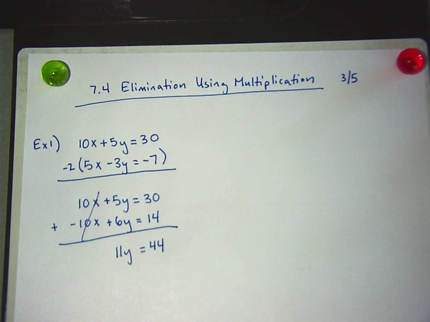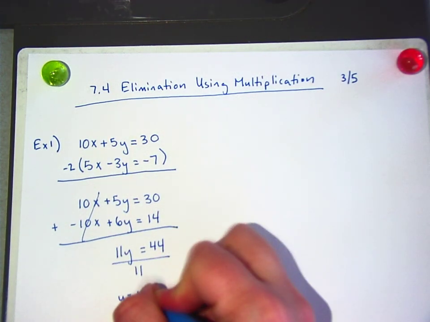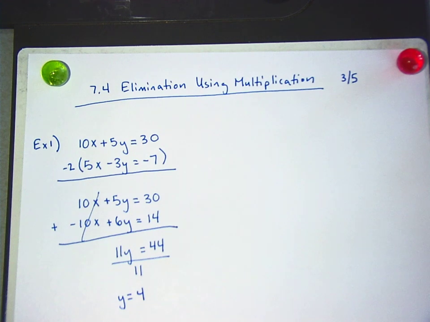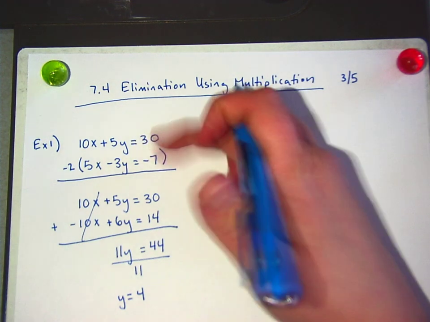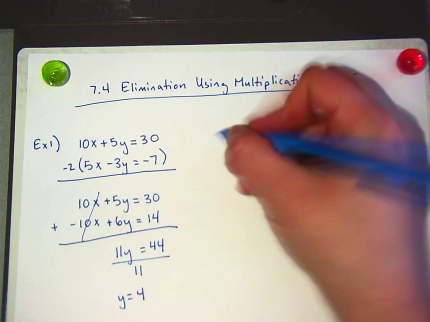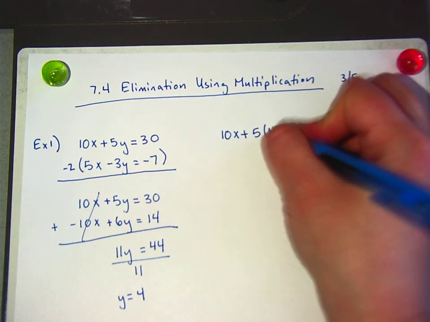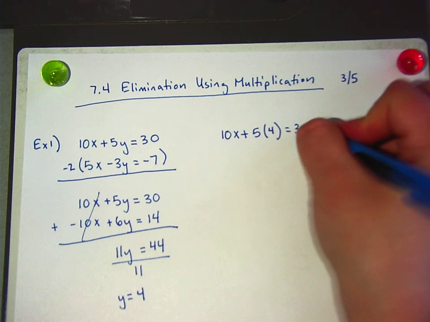And then? Divide by 11. y equals 4. So now I've got y equals 4. Now what do I do? You can put the 4 into one of the equations. Yeah, one of the top two equations. Anybody have an opinion about which one I use? Top. So 10x plus 5 times 4 equals 30.